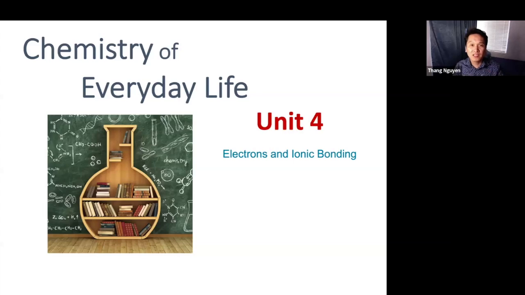So this week, we are in the fourth unit. We're going to take a look at electrons and ionic bonding. Last week, we talked about the atoms and the subatomic particles, and we talked a little bit about electrons because it is one of the subatomic particles. This week, we'll dive a little bit deeper into the electrons, because it turns out that in all of chemistry, minus nuclear chemistry, the main actor is the electrons.